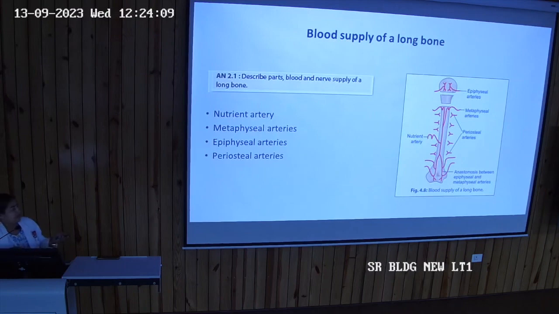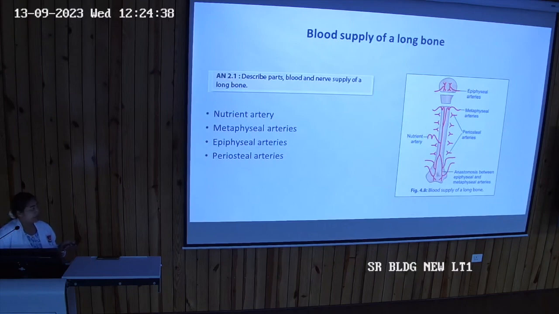Next is the nutrient artery. The nutrient artery is also a branch of an artery that is nearby. Suppose in the humerus there is the profunda brachii artery. The profunda brachii artery gives a branch as the nutrient artery of the humerus. Now there is a foramen over the bone. In every bone there is a foramen called the nutrient foramen, and that nutrient foramen is present in the middle of the shaft. So somewhere over the middle of the shaft you will find a nutrient foramen.